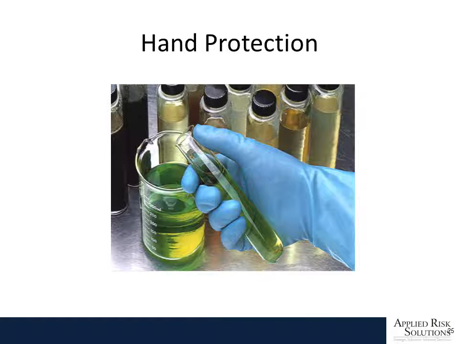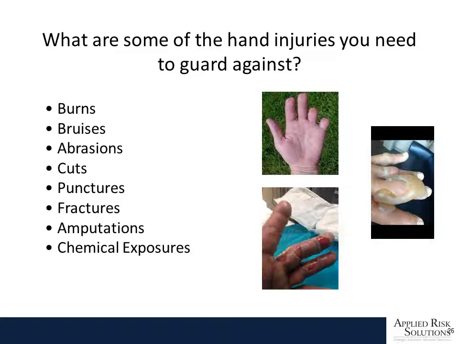Hand protection. Gloves can be made from a wide variety of materials and can provide excellent protection from burns, bruises, cuts, punctures, amputations, and chemical exposure, when you're exposed to chemicals that could absorb into your skin and be harmful to other body parts.